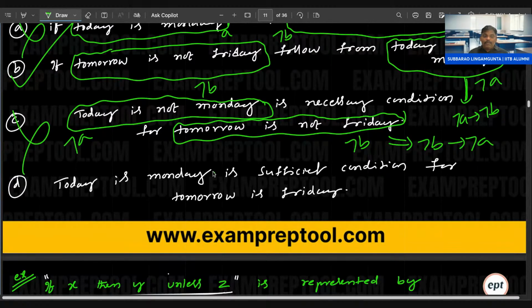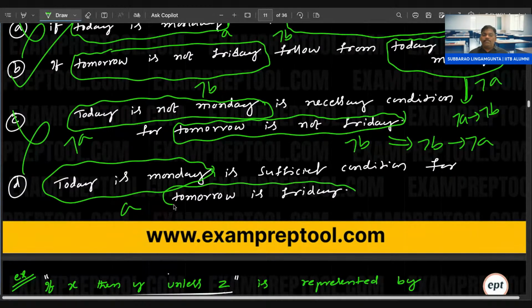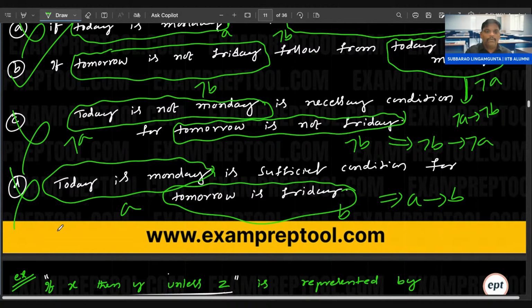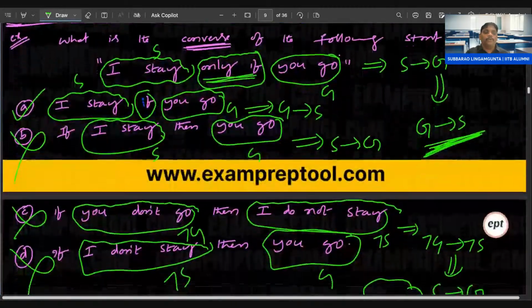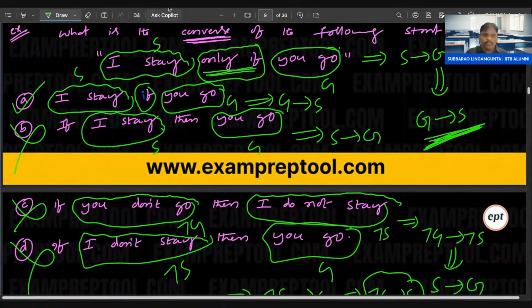Today is Monday, A, is a sufficient condition for tomorrow is Friday, B. Sufficient means P, so it's going to be A implies B. P is the sufficient condition for Q. But I want negation A, negation P. So D is wrong. So today I covered two problems. Let me know any objection, any doubt.